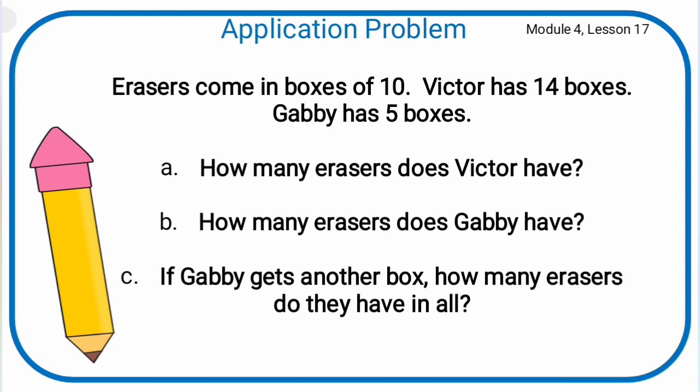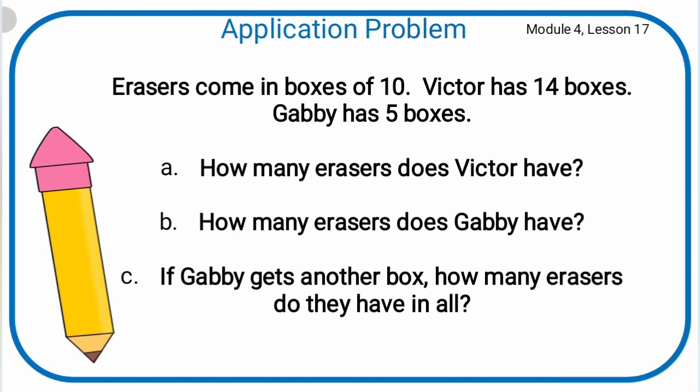Now, this is my application problem for this lesson. Erasers come in boxes of 10. Victor has 14 boxes. Gabby has 5 boxes. Alright, question number 1. How many erasers does Victor have? Question number 2. How many erasers does Gabby have? Question 3. If Gabby gets another box, how many erasers do they have in all?